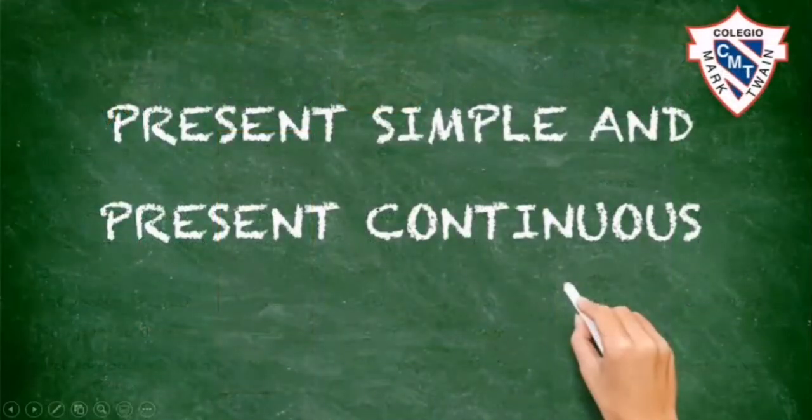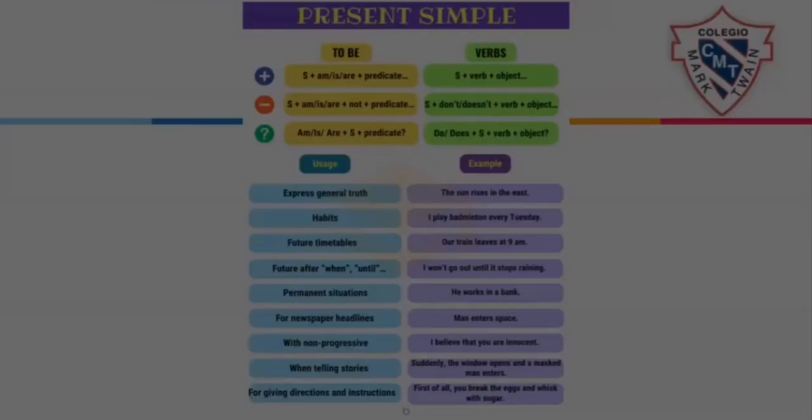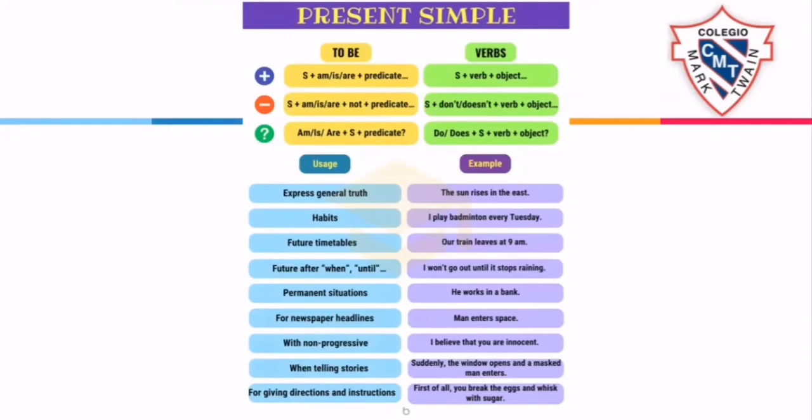The topic of this week was present simple and present continuous. When do we use the present simple? We use the present simple to express general truth. For example, the sun rises in the east. Habits. I play badminton every Tuesday.